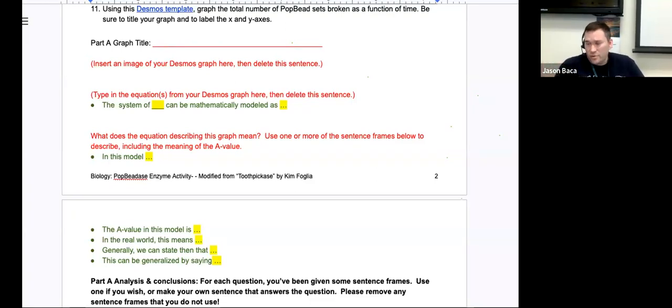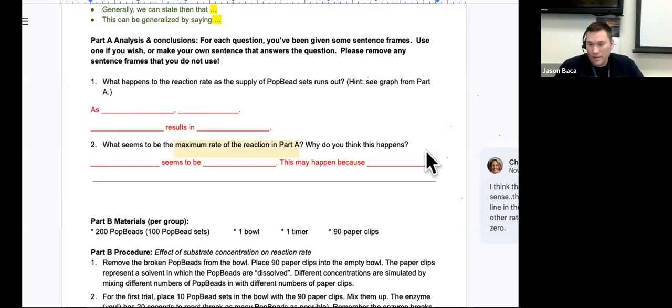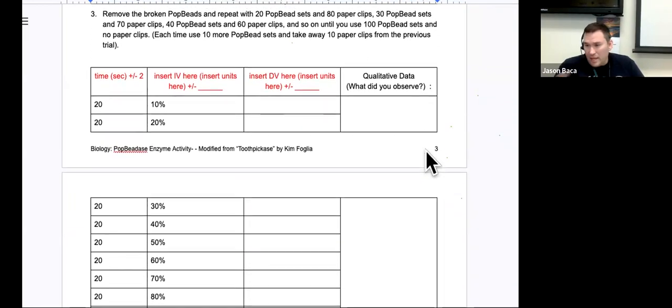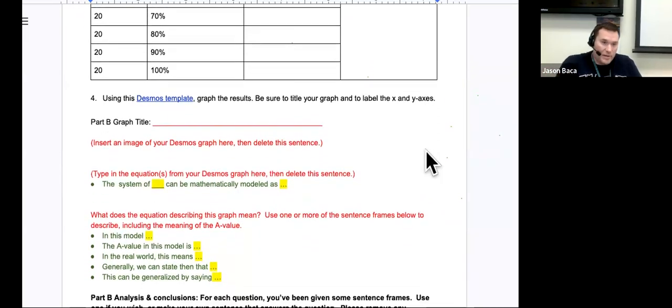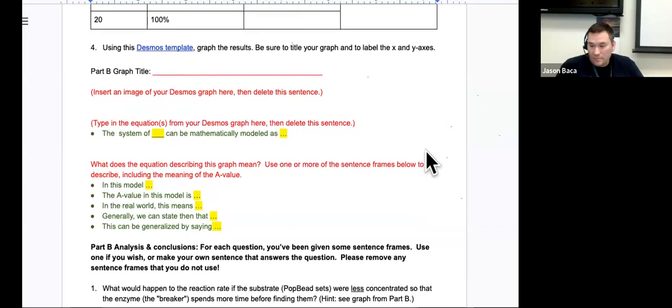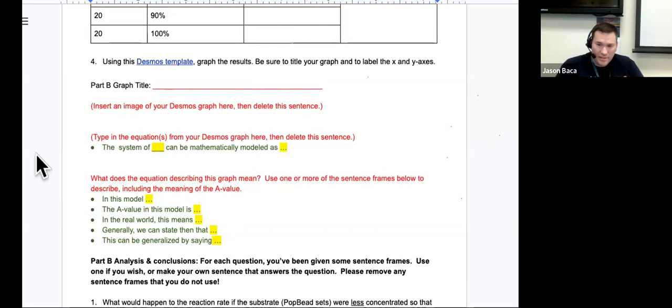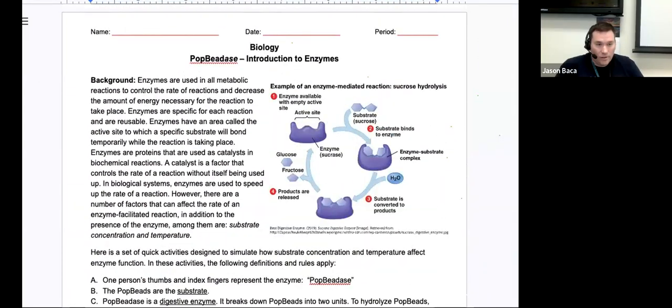So again, this is a version of the toothpick ace. The problem with the toothpick ace that I don't like is that it's just breaking toothpicks and then you throw away a bunch of toothpicks. And with this one, you put in a bunch of paper clips and they kind of get in the way, so the students have a difficult time finding the pop beads. But as you pop them, once you run out of substrate, you no longer have them, and obviously you slow down. So the graph goes horizontal.